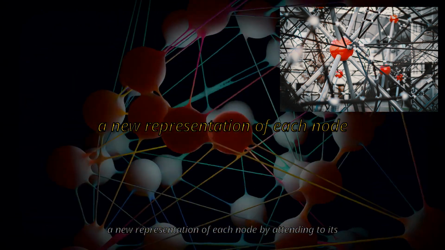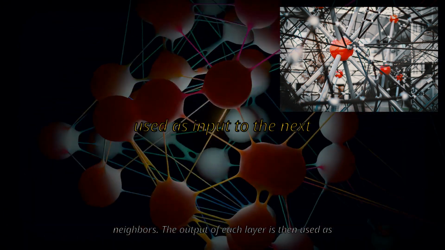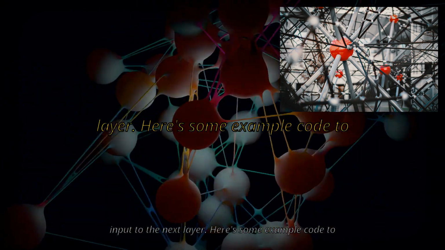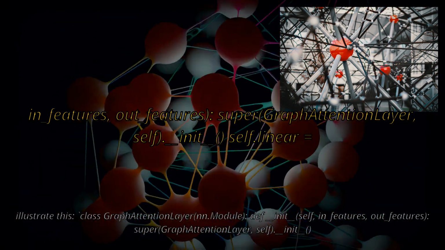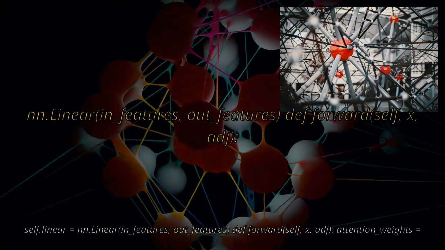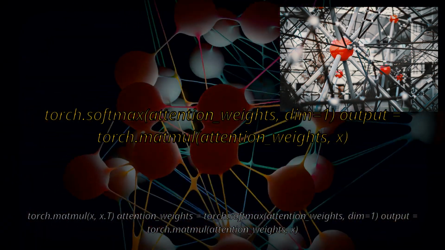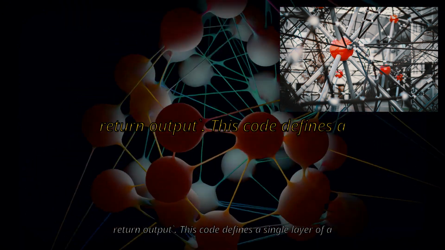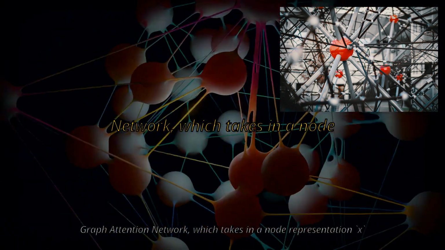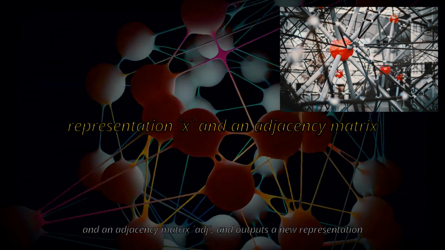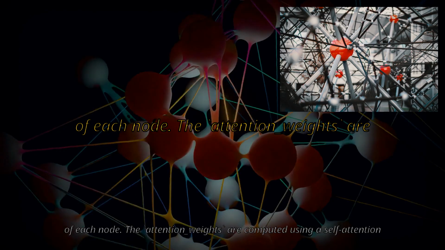class GraphAttentionLayer(nn.Module): def __init__(self, in_features, out_features): super(GraphAttentionLayer, self).__init__() self.linear = nn.Linear(in_features, out_features) def forward(self, x, adj): attention_weights = torch.matmul(x, x.t()) attention_weights = torch.softmax(attention_weights, dim=1) output = torch.matmul(attention_weights, x) return output.